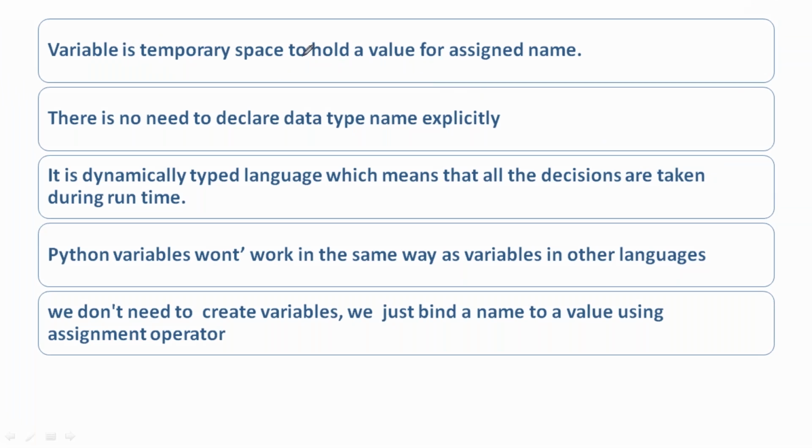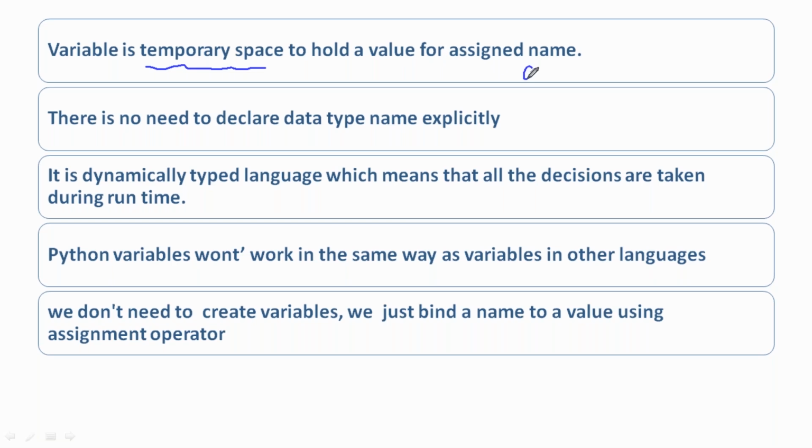Whatever value you are going to assign to that name, it has some temporary space to hold the value until the instance ends. When you close the instance, it is released from the memory. That means it's a temporary memory space for a variable.